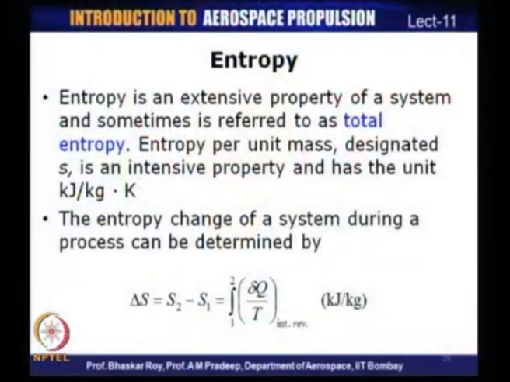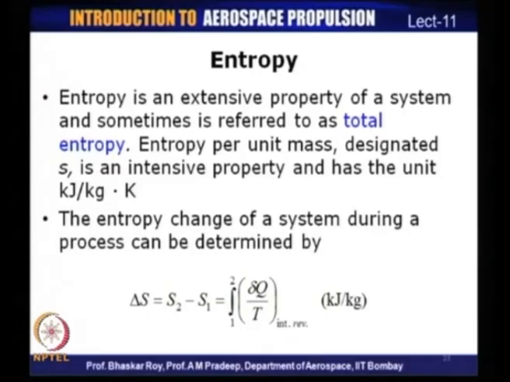And so, this particular property, that is entropy, is basically equal to the integral of dq by T applied for a reversible process between the initial and the final states. Now, entropy is basically an extensive property. We have denoted entropy by capital S. Because it is extensive, it is also referred to as the total entropy. Entropy per unit mass, which is small s, is an intensive property, and it has units of kilojoules per kilogram Kelvin.